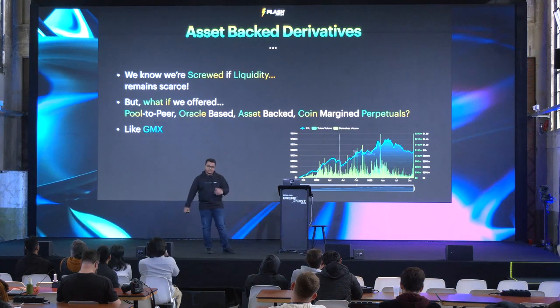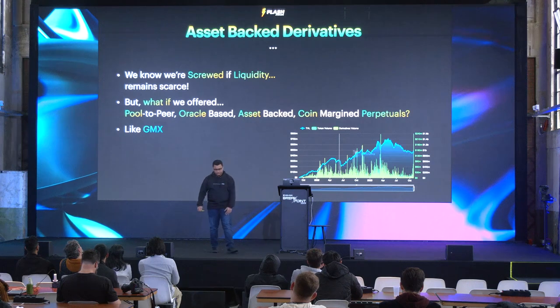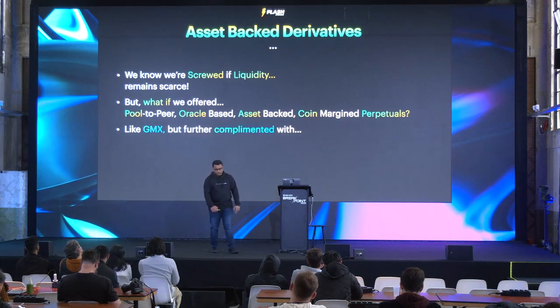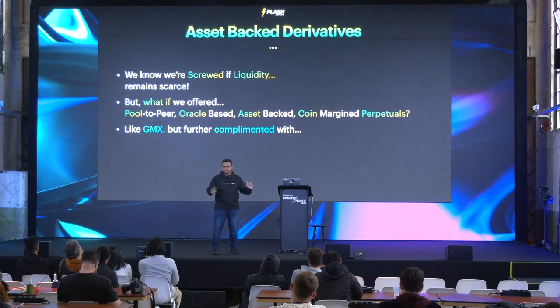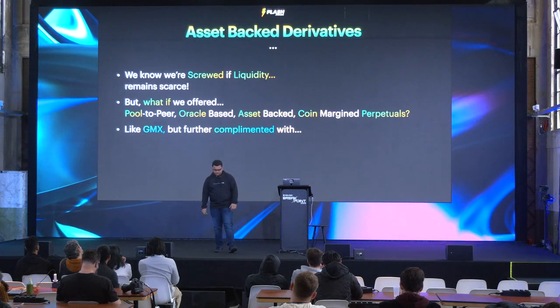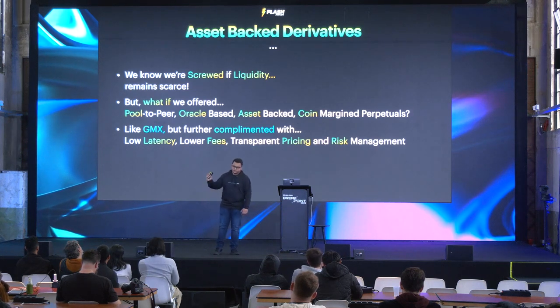And GMX was live on Arbitrum from day zero, and we've seen them grow together all along. And this is the TVL that you see on GMX, and it's representative of how the DeFi ecosystem on Arbitrum grew. But what if we can further complement it with things that are only possible on Solana? That is low latency, lower fees, transparent pricing, and risk management.